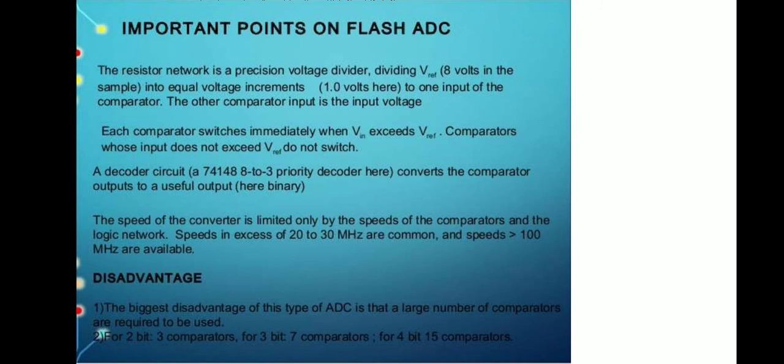There are some drawbacks of flash ADCs. The biggest drawback of the flash ADC is that a large number of comparators are required to design a large n-bit converter. For 2-bit we require 3 comparators, for 3-bit we require 7 comparators. That is, for an n-bit converter we require 2 raised to n minus 1 comparators.